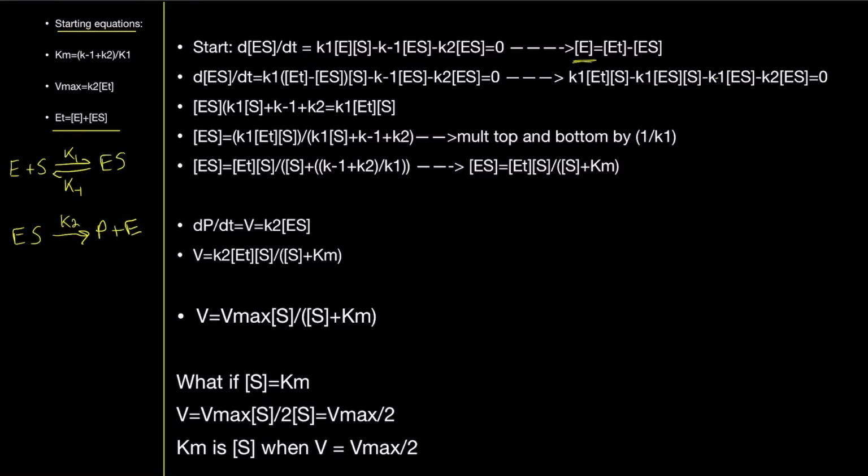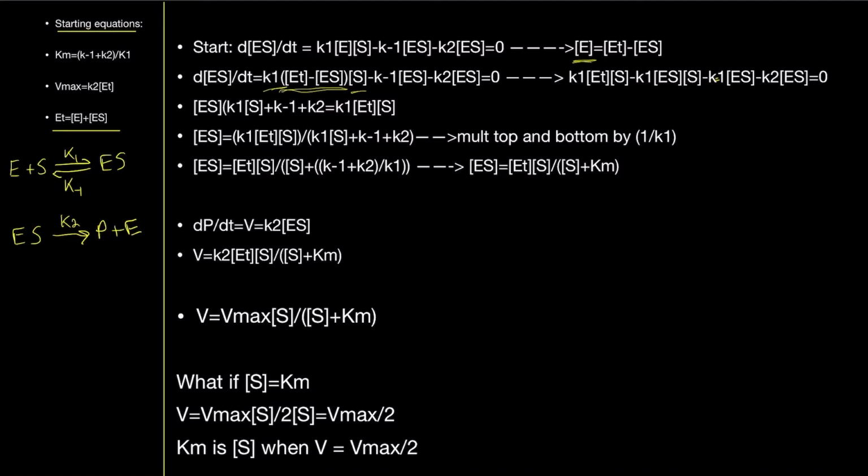Now we want to factor this K1 term and this S term through this term here. So now we have K1 times the total enzyme concentration times substrate concentration minus K1 times the enzyme substrate complex concentration times the substrate concentration, minus K negative 1 times the enzyme substrate concentration, minus K2 times the enzyme substrate complex concentration is equal to 0.